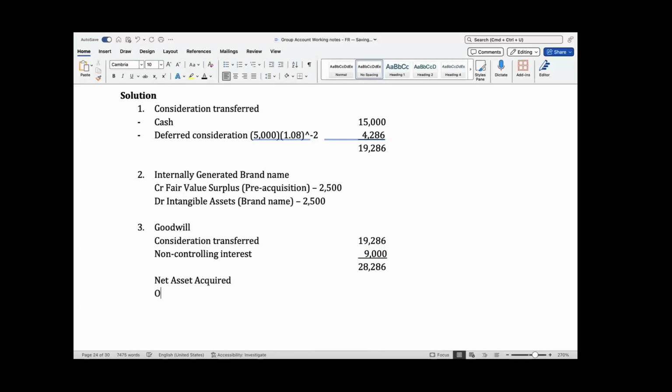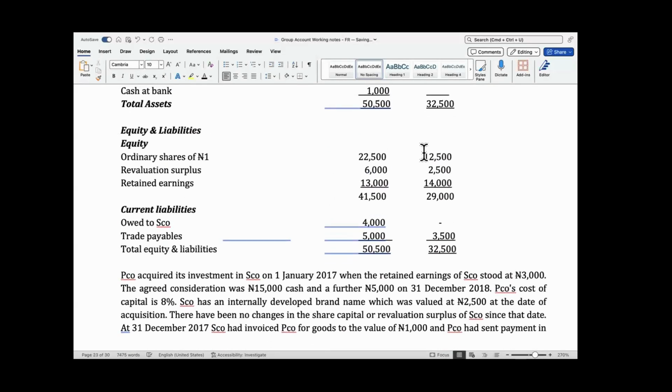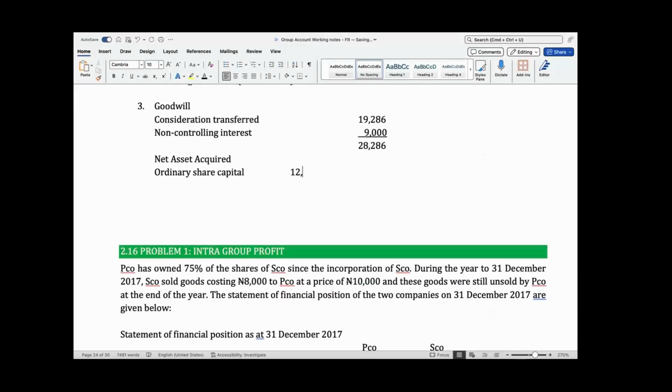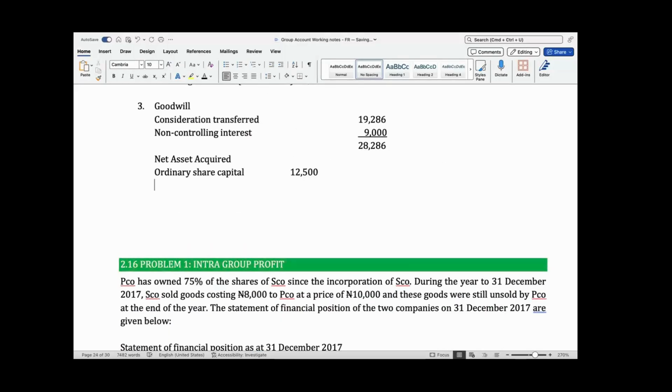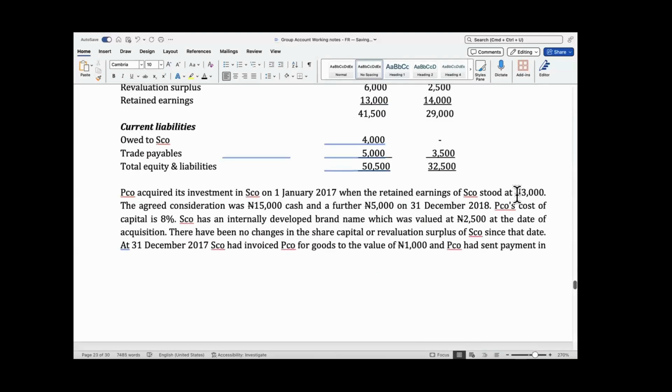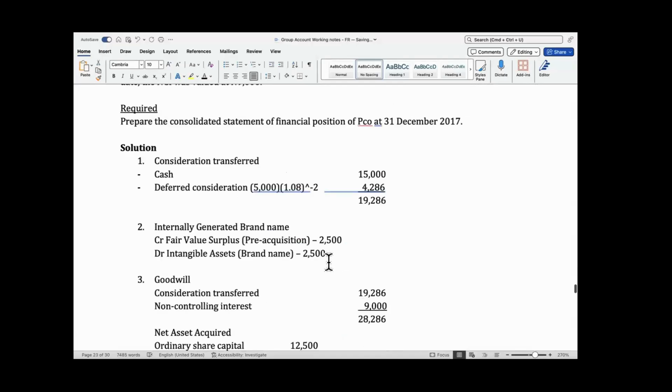Net asset acquired, ordinary share capital. What's the ordinary share capital of the subsidiary? That's 12.5. Then the pre-acquisition retained earnings. How much is that? That's 3,000.